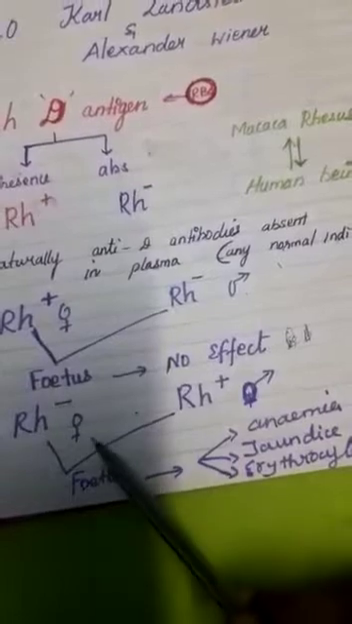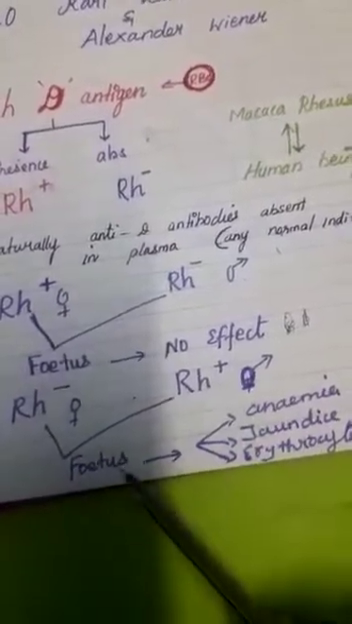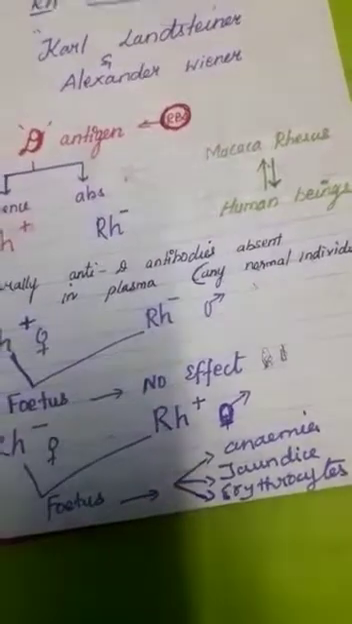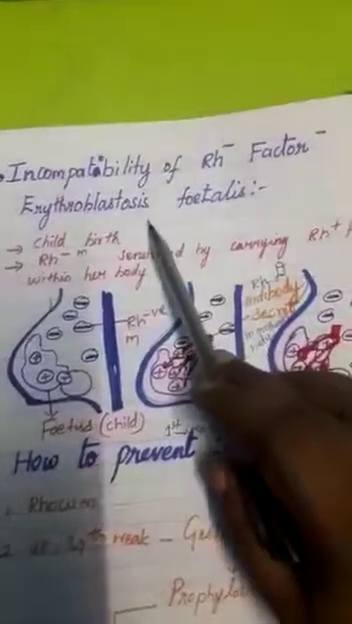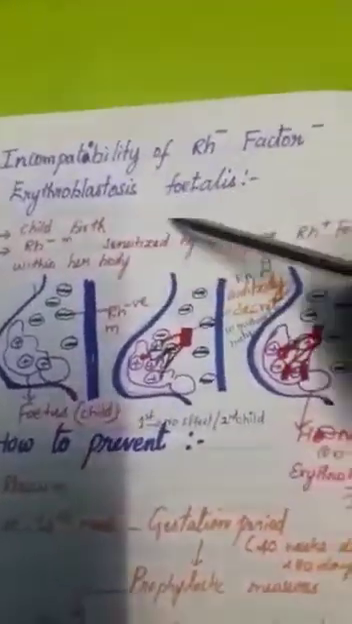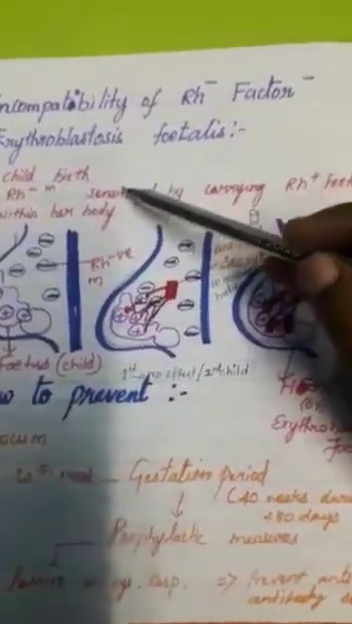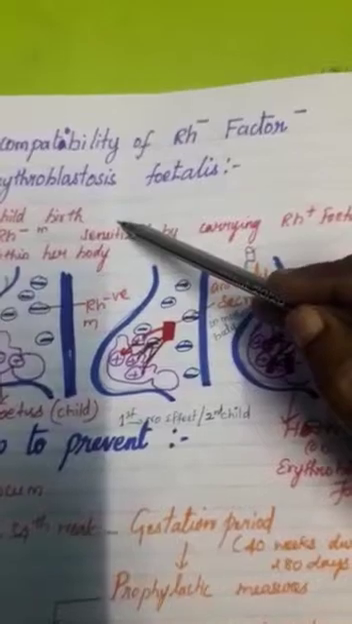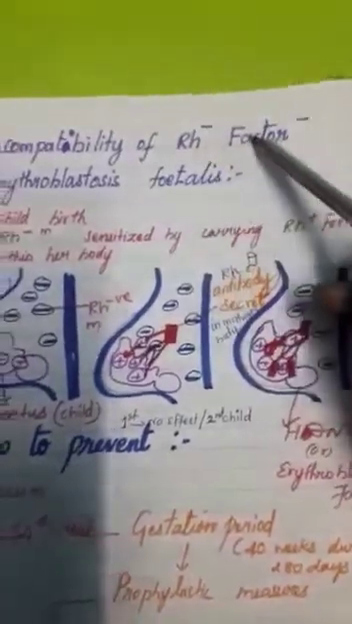But when an Rh negative mother is carrying an Rh positive fetus, it causes many diseases: anemia, jaundice, and, due to the incompatibility of the Rh factor, erythroblastosis fetalis. So this type of disease we study is very essential and very important during childbirth, in the incompatibility of the Rh factor.